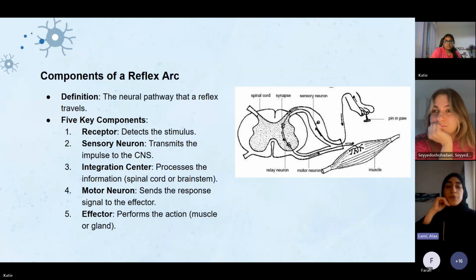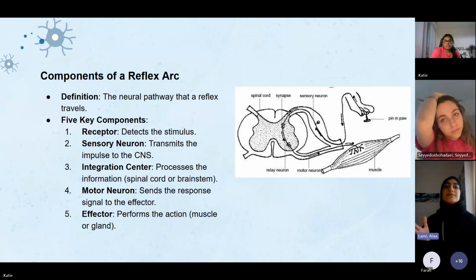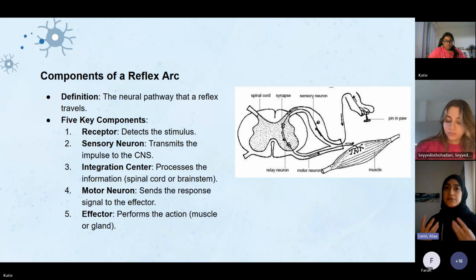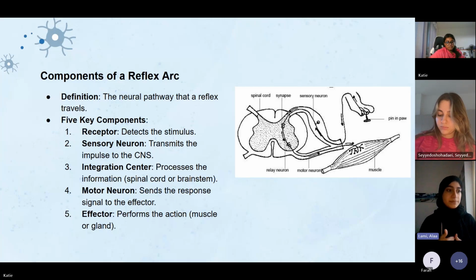All right. So what are the components of a reflex arc? So firstly, what is a reflex arc? It's the neural pathway in which a reflex travels. So we have 5 key components. The receptor, which detects the stimulus. The sensory neuron, which takes the information and the impulse back to the CNS. The integration center, which processes the information that it just received, and that happens in the spinal cord or the brainstem. And the motor neuron sends the response signal to the effector, and the effector performs the action. And the effector is usually a muscle or gland, as we explained previously.